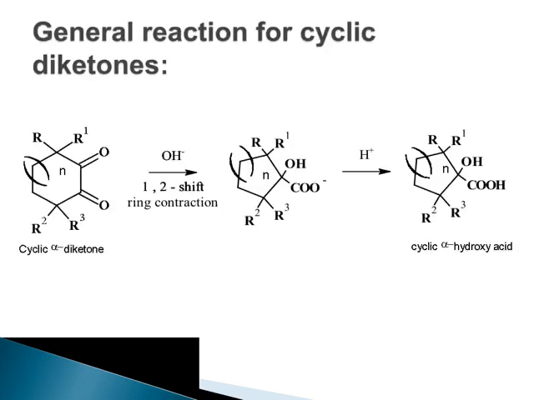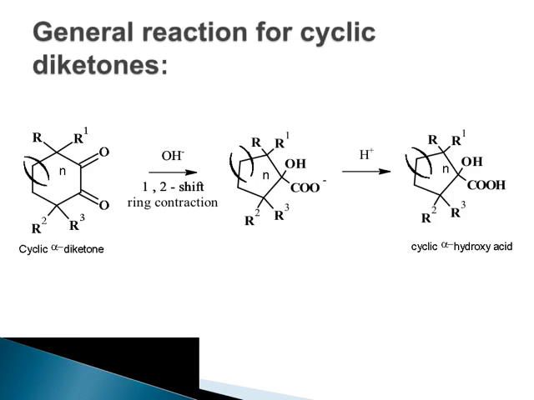Now, as I told you in the introduction, this rearrangement is possible for cyclic diketones also. So here I have given the general reaction for cyclic diketones. Here I have given n. So this methylene can be n number, so it can be a 6-membered ring, 7-membered, 10-membered ring, anything. So OH minus will attack any one of the carbonyl carbons and oxygen will acquire a negative charge. Now here which group will migrate? Because it is a cyclic molecule.